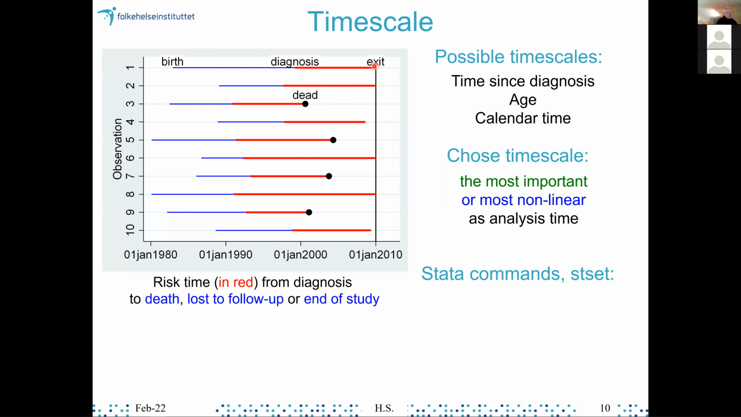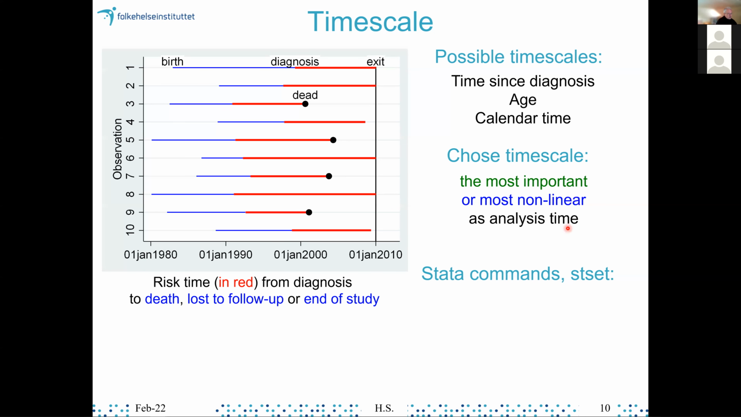What should we choose? Well, the advice is we should choose the most important timescale, whether that's time since diagnosis or age. That depends on the disease, I suppose. Or you could also choose the one you think is the most nonlinear, because this nonlinearity will go into the baseline hazard, and the baseline hazard is taken out of the model. So that's a free parameter. So any non-linearity will be picked up in the baseline hazard.